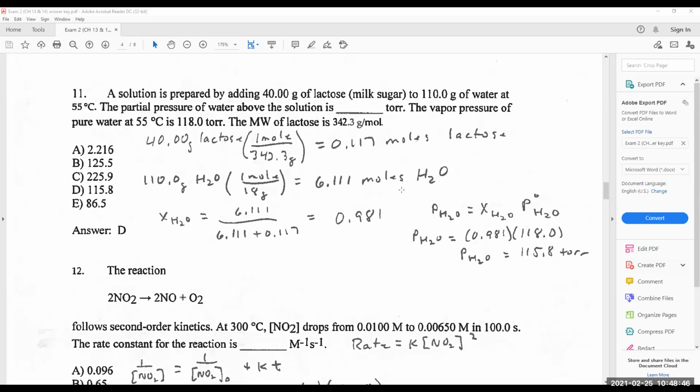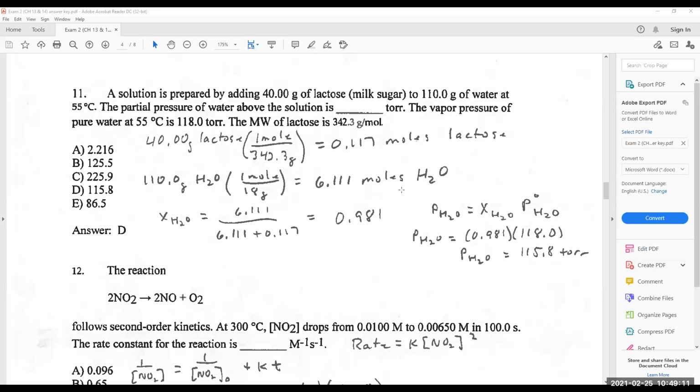So 40 grams of lactose, we use our 342.3 molecular weight to convert that into 0.117 moles of lactose. The 110 grams of water that were added, we use our molecular weight of 18 for water to convert that into 6.11 moles of water. So now we know the moles of lactose and we know the moles of water.